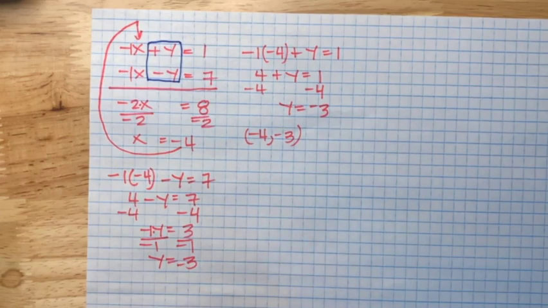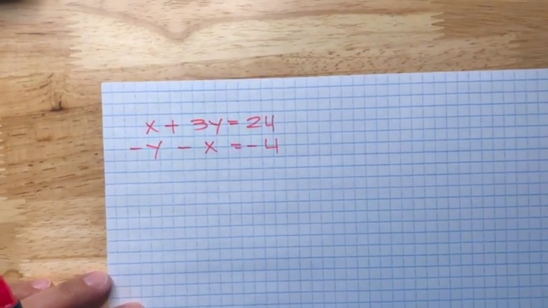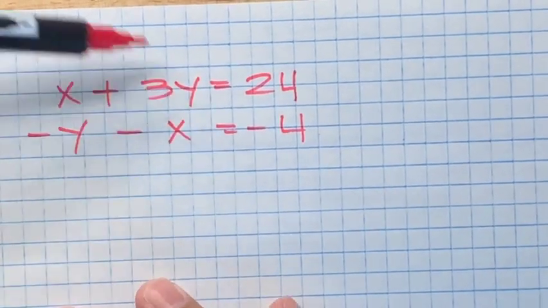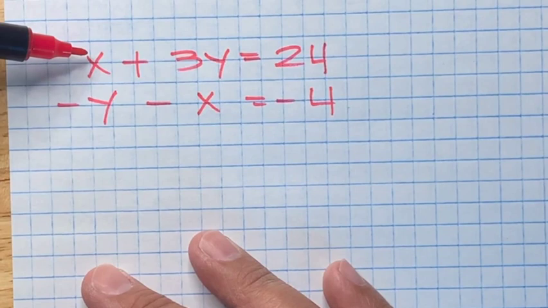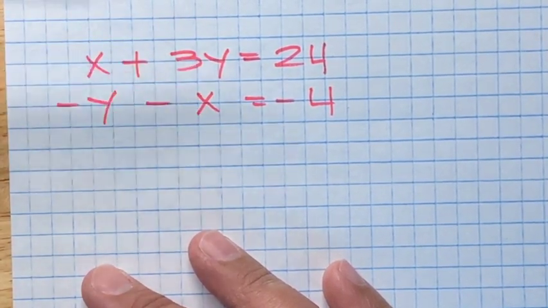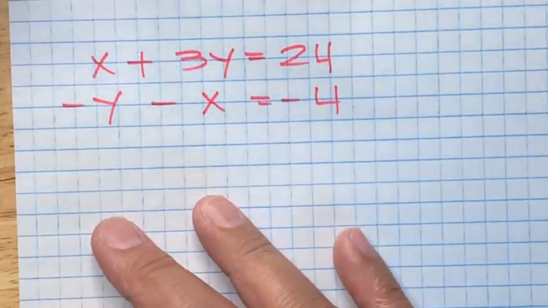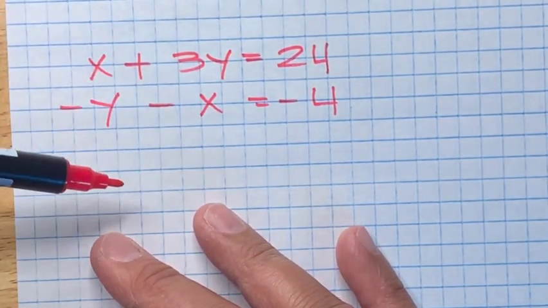All right, and our final example. Look at this. We have two equations. Both equations equal a number, but wait a minute. Look at this. We have an x over a y, and we have a y over an x. So does that mean we're done? No. Here's what we're going to do. We always want them to line up.